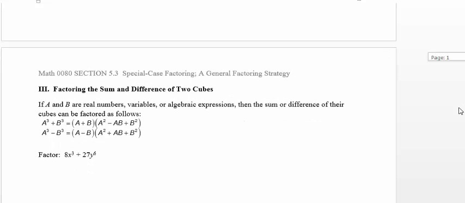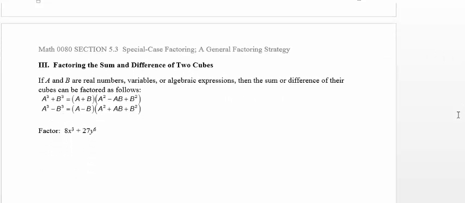All right, now another type of special case is factoring the sum and difference of two cubes. If a and b are real numbers, variables, or algebraic expressions, then the sum or difference of their cubes can be factored as follows. A cubed plus b cubed is a plus b times a squared minus ab plus b squared. Notice there's no 2 here.